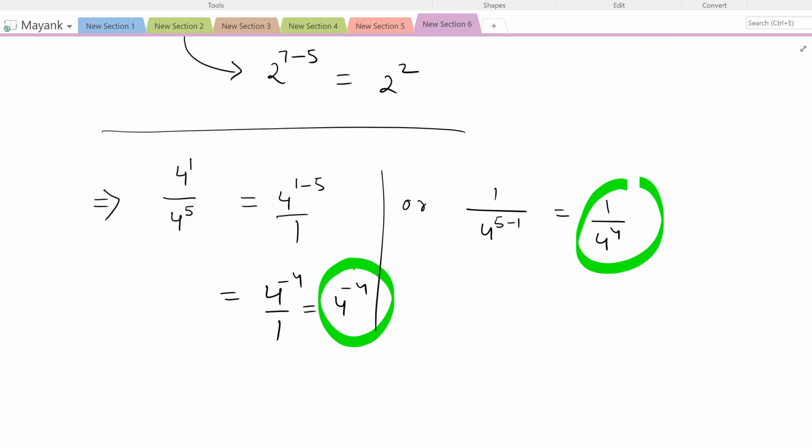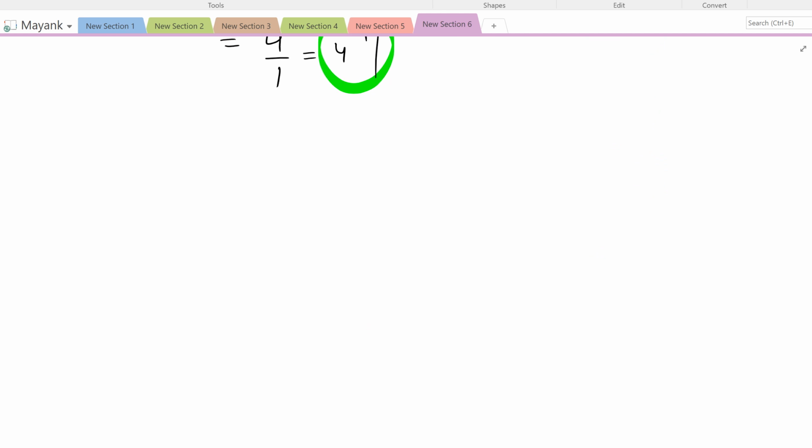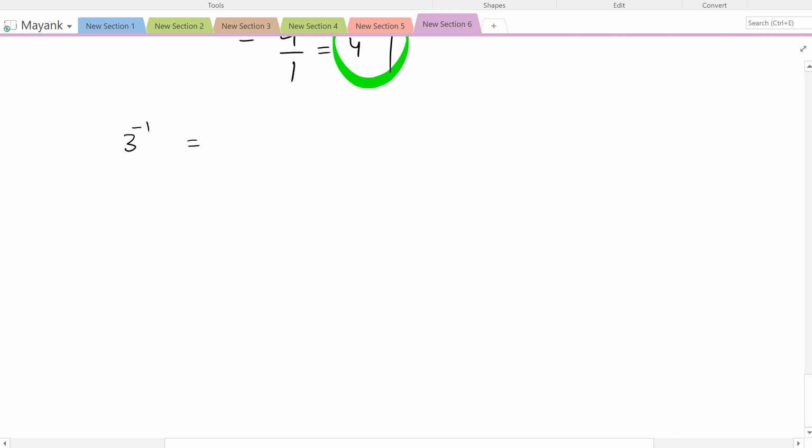So we learned something new, which is, I'm going to sum up with one more example. We learned that 3 raised by, for example, minus 1 is equal to, the negative sign flips it. That means the reciprocal of 3, and the power becomes positive, right? So 1, you can write 1 up here if you want. 1 doesn't affect anything, so 1 over 3. Any number's power 1 doesn't change the number.